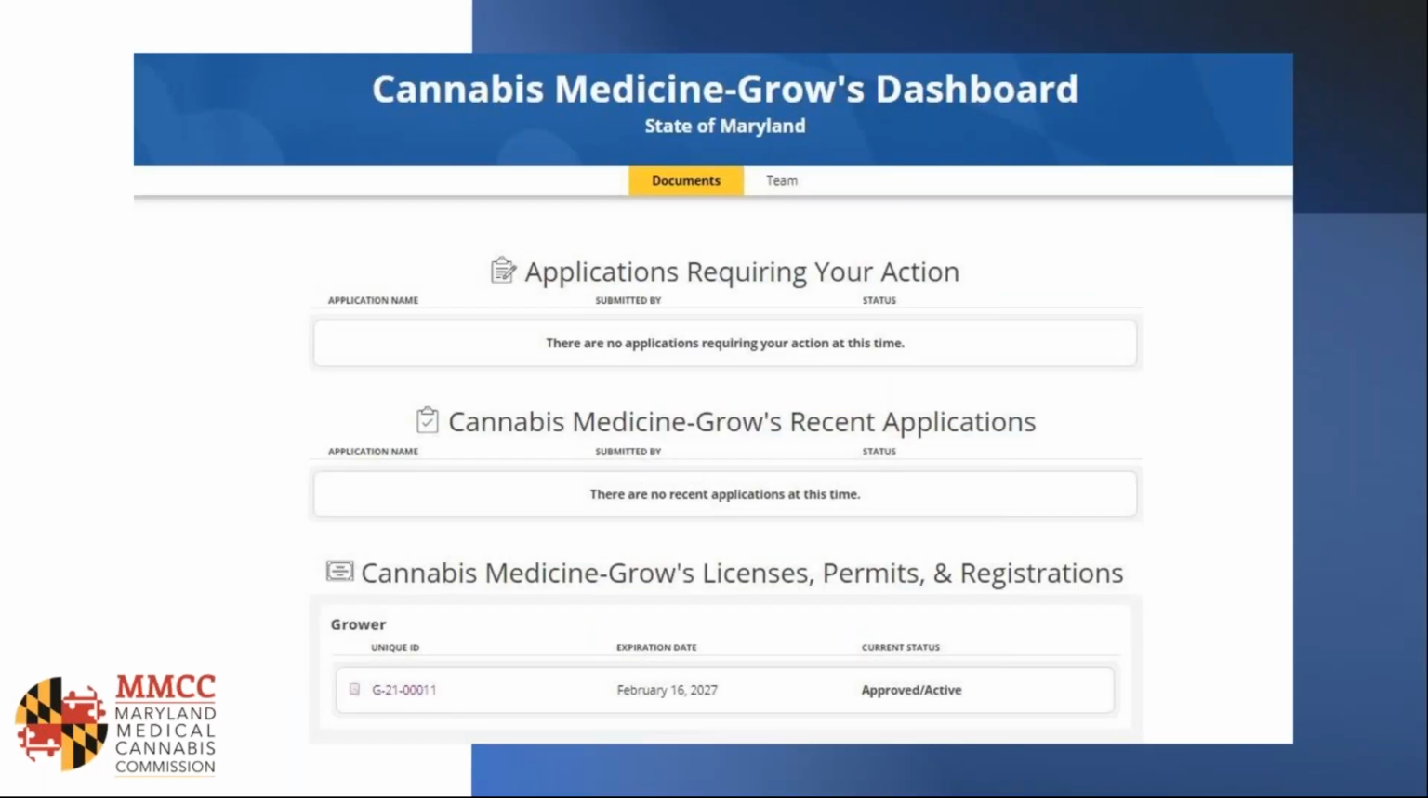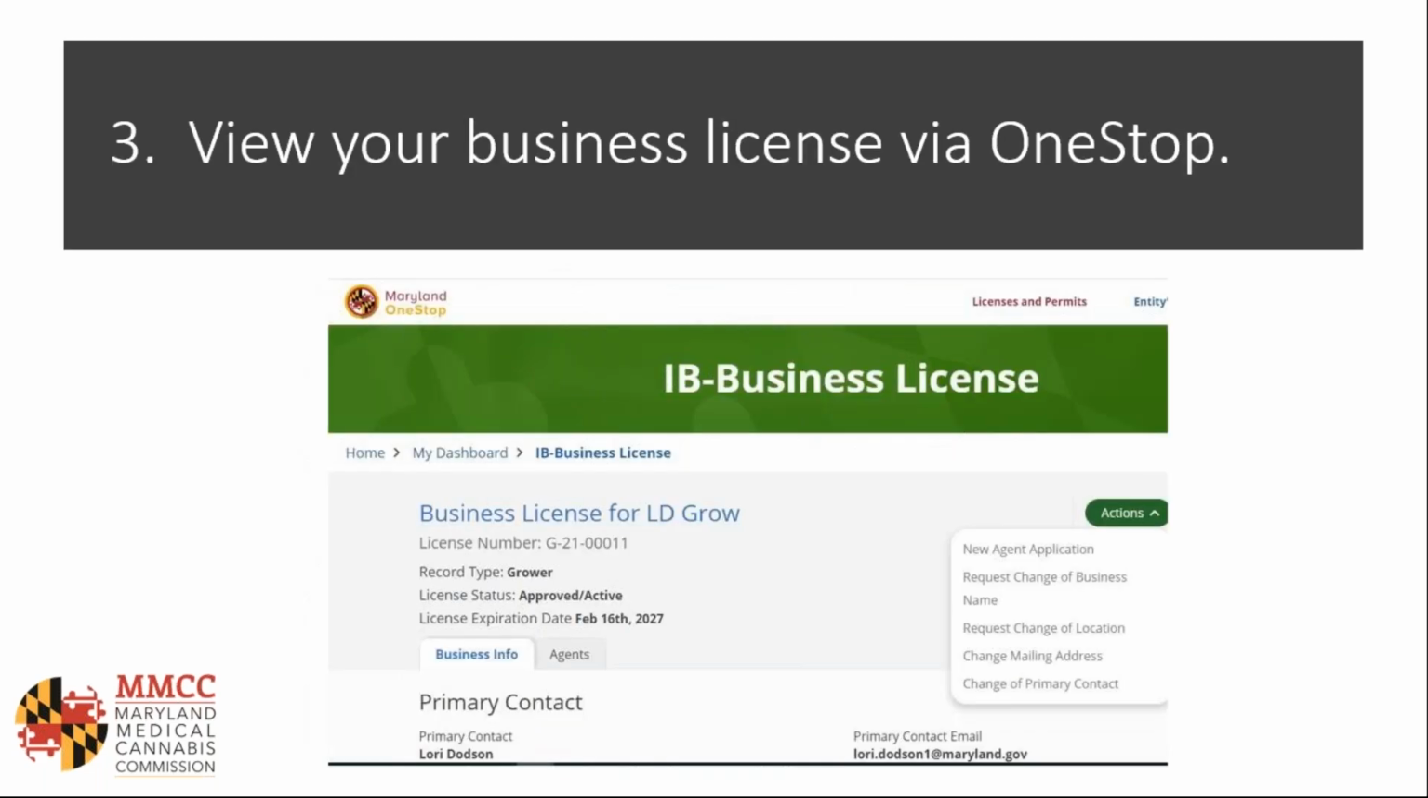On my business page, I'm able to see applications requiring further action or applications recently submitted, as well as my official business license. To register an agent, I will need to click on my business license. From here, I need to click on Actions and New Agent Application.